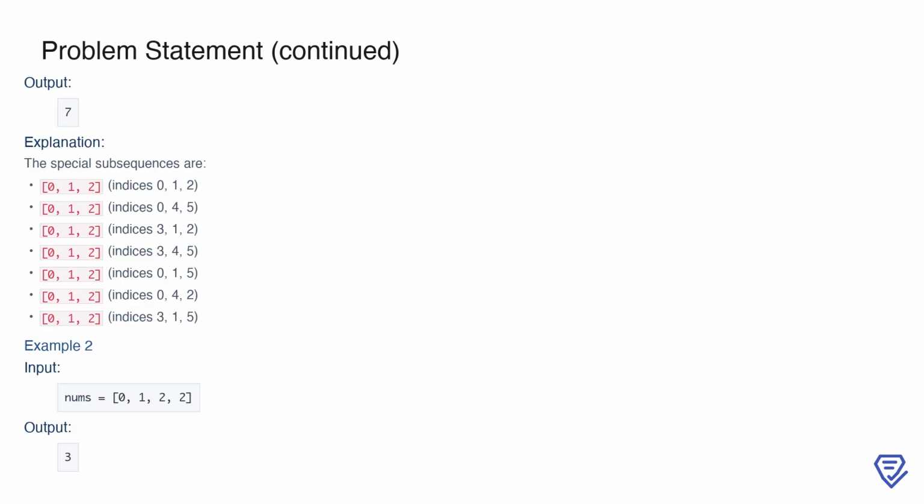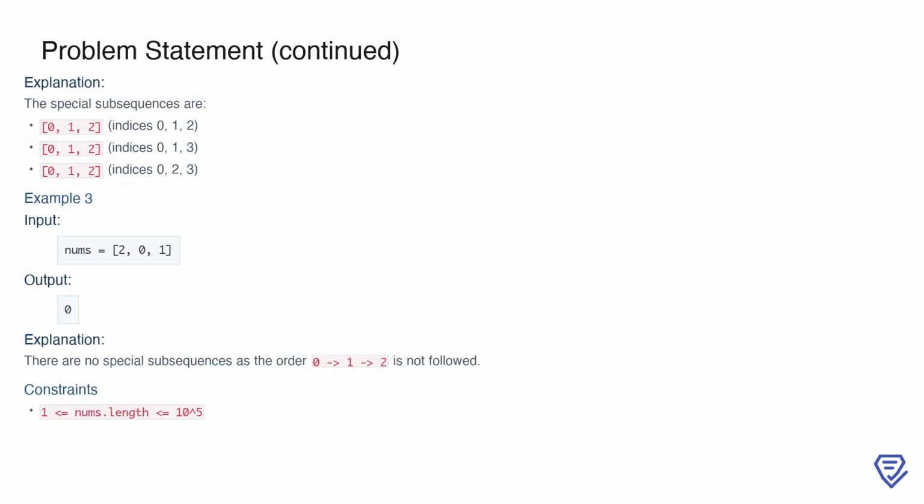Similarly, if the input is 0, 1, 2, 2, the output is 3, as there are 3 special subsequences possible here: 0, 1, 2, using indices 0, 1, 2; 0, 1, 2, from indices 0, 1, 3; and 0, 1, 2, using indices 0, 2, 3.